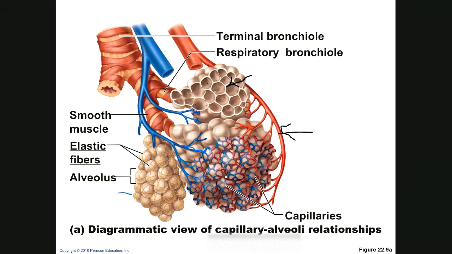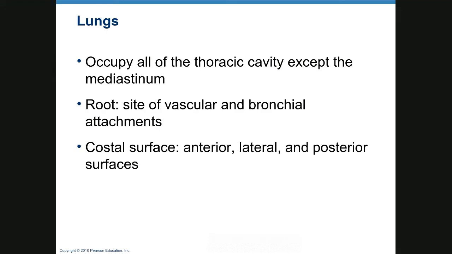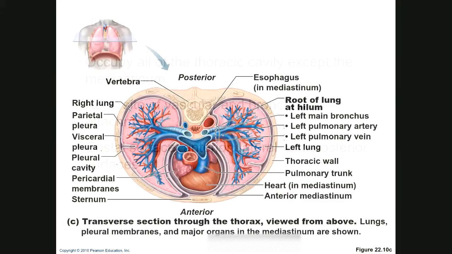Now, you never totally get rid of everything in these alveoli. You never get a total exchange of air, but you just keep pouring in fresh and pouring out old, and it works out okay. Okay, the lungs occupy all of the thoracic cavity except for the mediastinal space, and the root is where your vascular and bronchial attachments are. And then the costal or rib surfaces: anterior, lateral, and posterior surfaces. And this is a picture showing a cut through the body, and you can just see how much space these lungs actually take up. This is posterior here, anterior here, room for your heart.